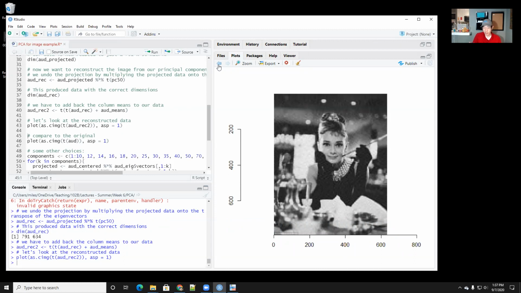Low contrast means the difference between white and black is less stark, and it's a little bit more gray. That's what we're seeing when we compare the images. When you only keep the first 50 principal components, you're not able to capture as much of the variation that existed in the original image. So that's what we're seeing here.